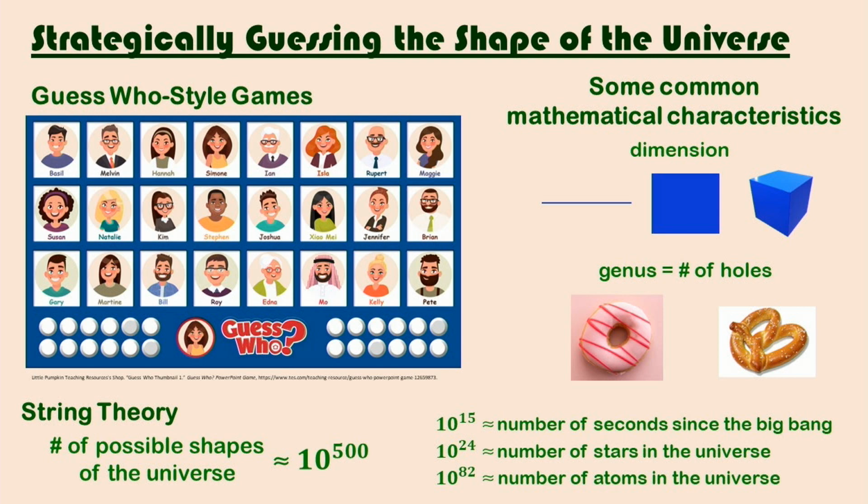But what about the donut and the pretzel? They are both three-dimensional baked goods. How do we tell them apart mathematically? Well, we might appeal to the genus, the number of holes. We all know that a donut has 1 hole and a pretzel has 3.